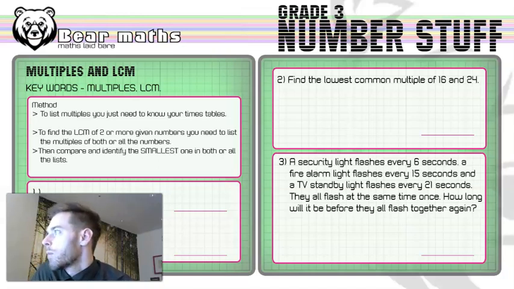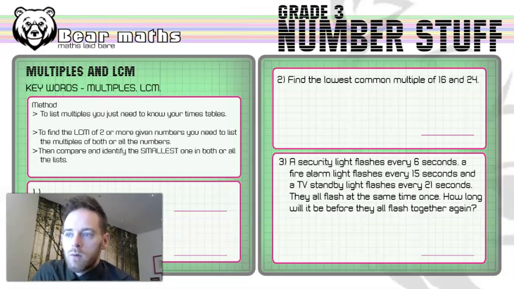This video is on multiples and the lowest common multiple. So I've got a couple of keywords here. Multiples are just the times tables of numbers, and the LCM stands for the lowest common multiple. That is the smallest number that would appear in both or all the lists of numbers that you are asked to find the multiples of.